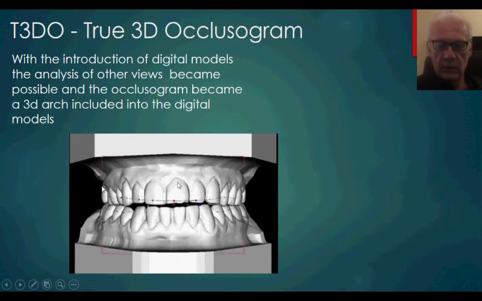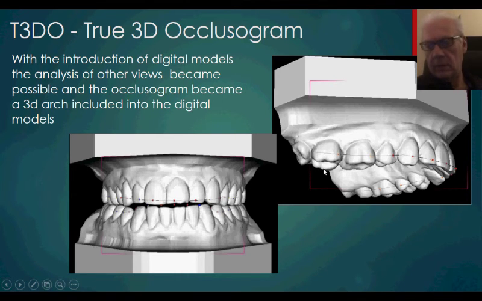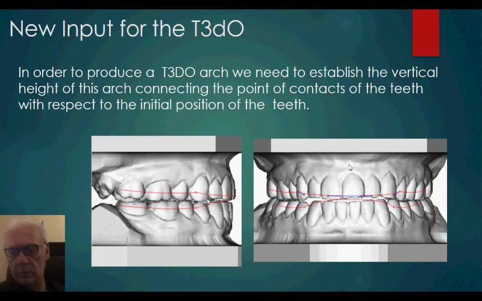So since you can rotate the models together with these arches, you see in three dimensions, as you see here, the movement, or at least the needed movement for every single tooth. In order to get these results, we have to give other inputs, and especially we have to define the vertical position of the lateral teeth.